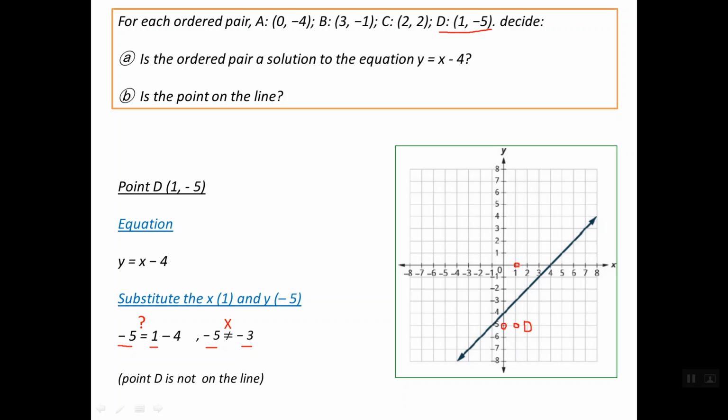That's all about graphing a linear equation by plotting.